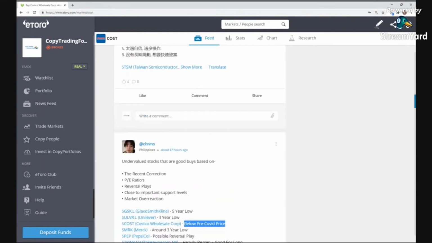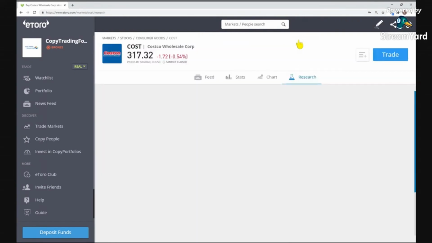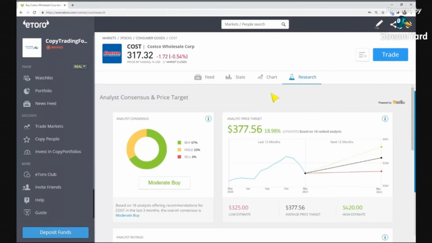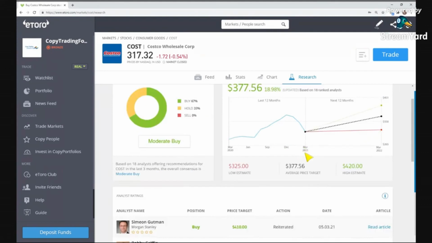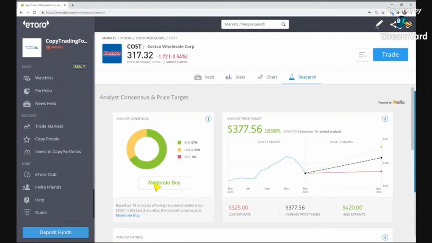Okay, you can use also the research tab here on eToro. It's actually supported by TipRanks. But I'd rather the CNN one because I just think that it's updated more quickly. But you can see here, this is a good website too. And you can see here, it's a moderate buy. So that's giving me confidence too. So what is the analyst consensus on it? They're saying it's a moderate buy.